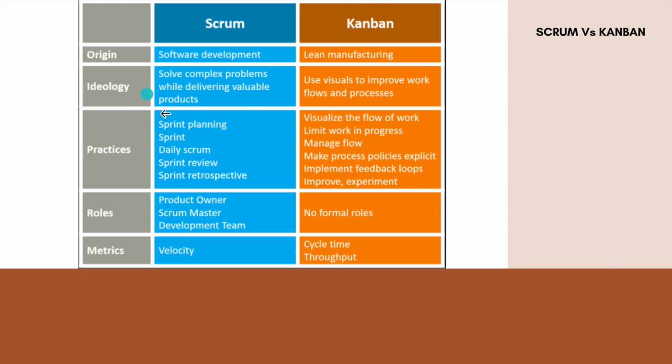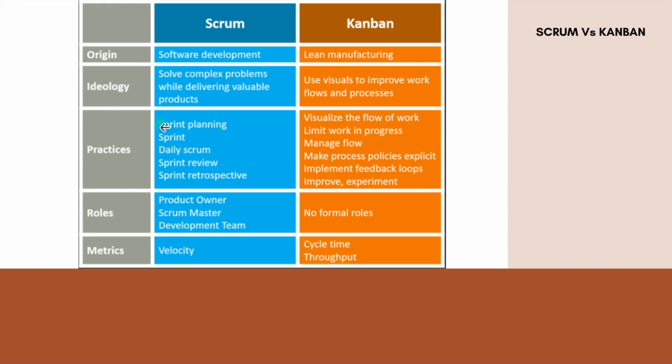Then the ideology of Scrum is to break the most complex problems or most complex projects into different smaller ones, and then deliver it as a valuable product. Whereas Kanban is more about the visualization and improvement of flows and processes. So where the process is going on, how much is the progress and all, it can be visualized easily. Now, what are the practices in Scrum?